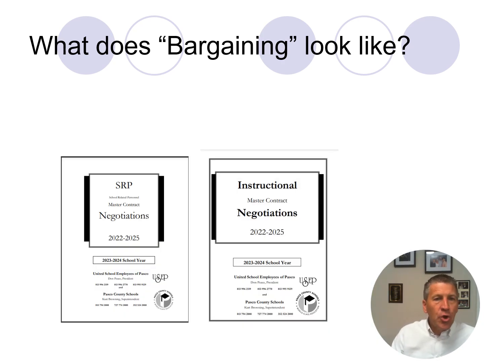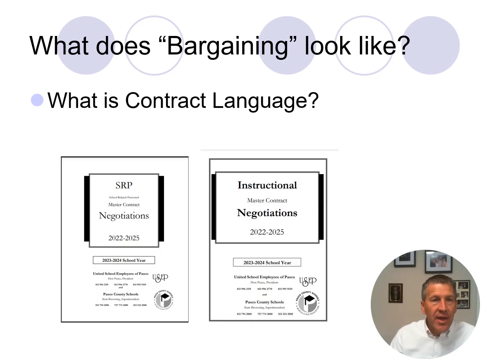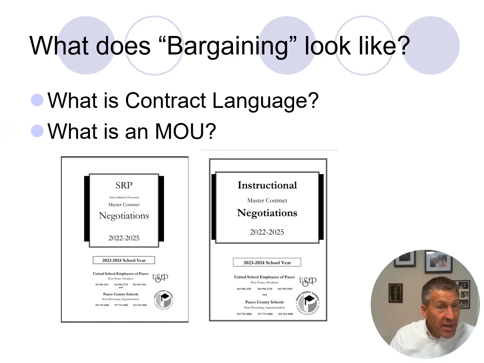Here's a couple of terms that I want you to be familiar with. We've got contract language and we have MOUs. Contract language is exactly what it sounds like. It's the language in a contract. An MOU is a memorandum of understanding. It's also contract language, but the difference is that an MOU has a specific lifespan to it. Often an MOU is a one-year agreement, and then in some situations we renew an MOU multiple years after that.